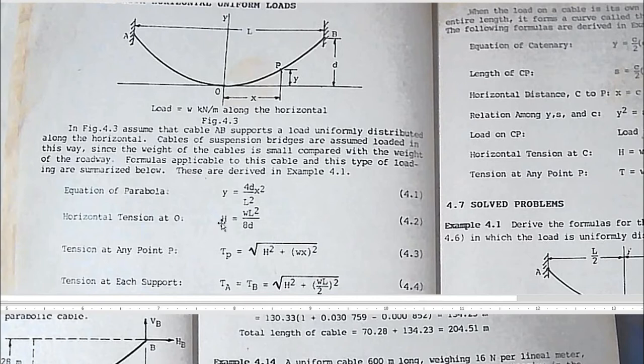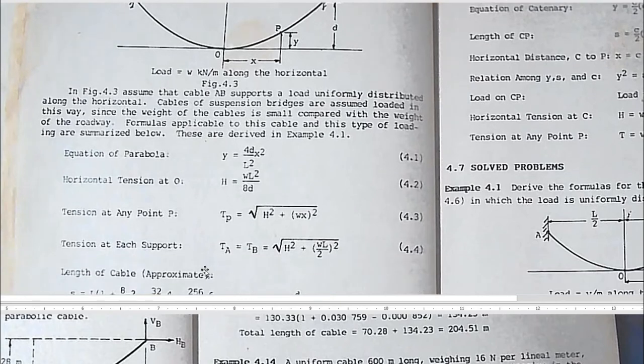H is equal to WL squared all over 8D. Yung W dyan, yan yung uniform load. And then we have tension at any point P. TP is equal to the square root of the sum of H squared plus the quantity Wx squared. Then, tension at each support. Ayan. We have this. And then, we have the length of cable.